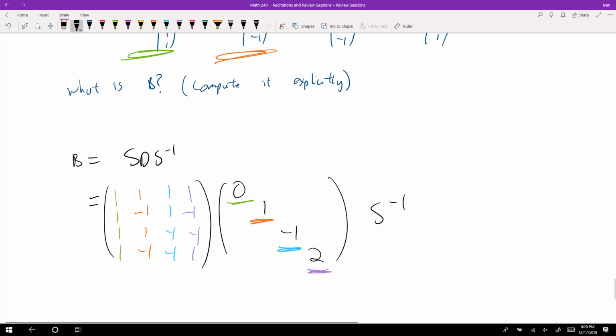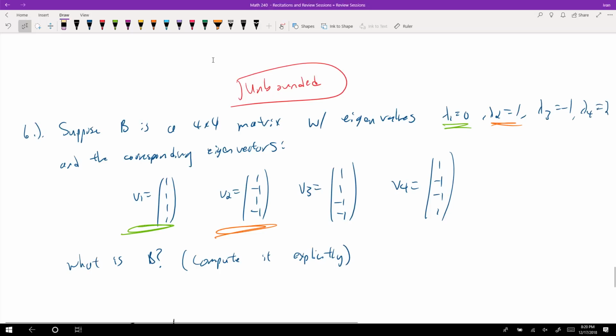Did they say the I was an eigenvector? Yeah, it says corresponding eigenvectors in the problem, right? Oh, did not read that. Yeah.